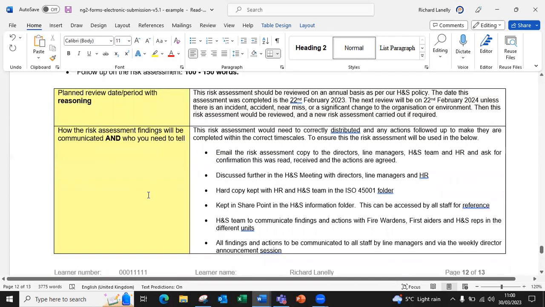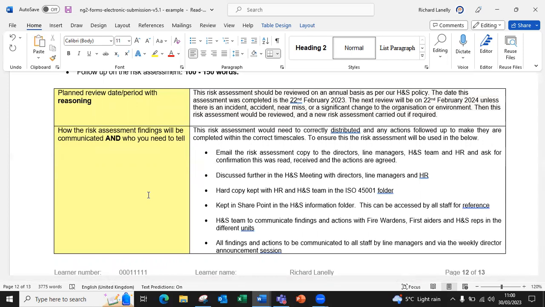Okay, how the risk assessment findings will be communicated. This is really, really easy. So there's a whole section of communicating effectively. Even talks about it badly as well in the NG1 book. Just go back to that and have a quick read of it. Basically, or also think about in your organization how you do things.